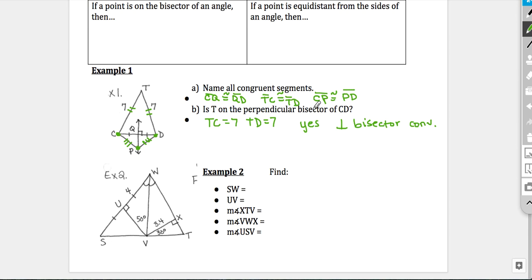So for this one, we got this from the perpendicular bisector theorem. The perpendicular bisector converse proves that a point is on the line.